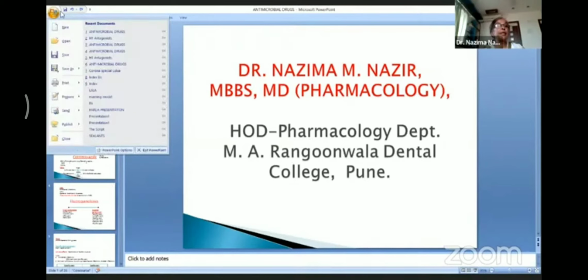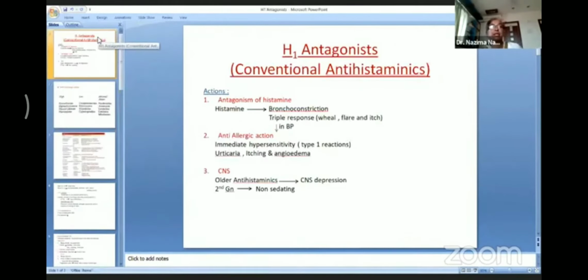In the autocoids, the H1 antagonists, which are also called the conventional antihistaminics, are important. So we'll go through fast and see in brief about the H1 antagonists. On this topic, you can get a full question on the classification of H1 antagonists as well as the uses, especially the more important uses, and of course the side effects.